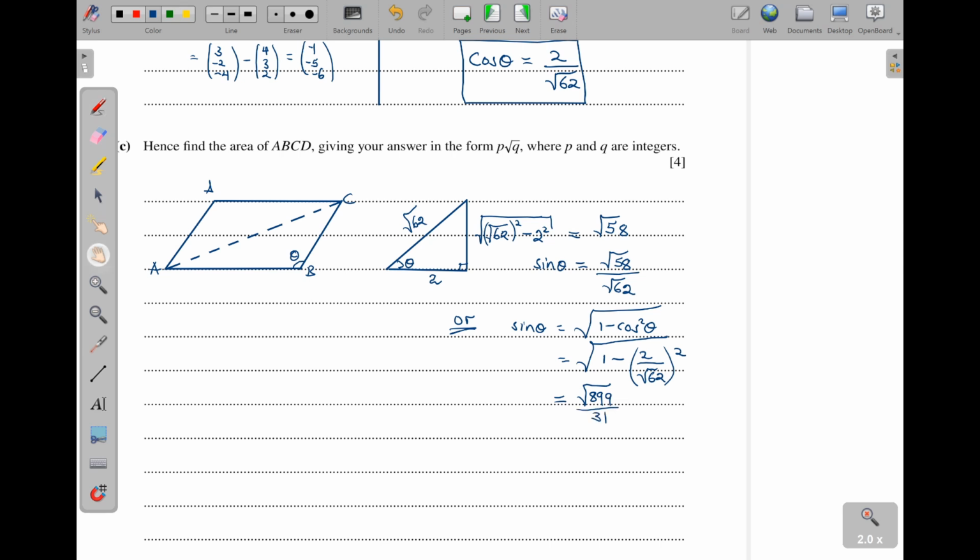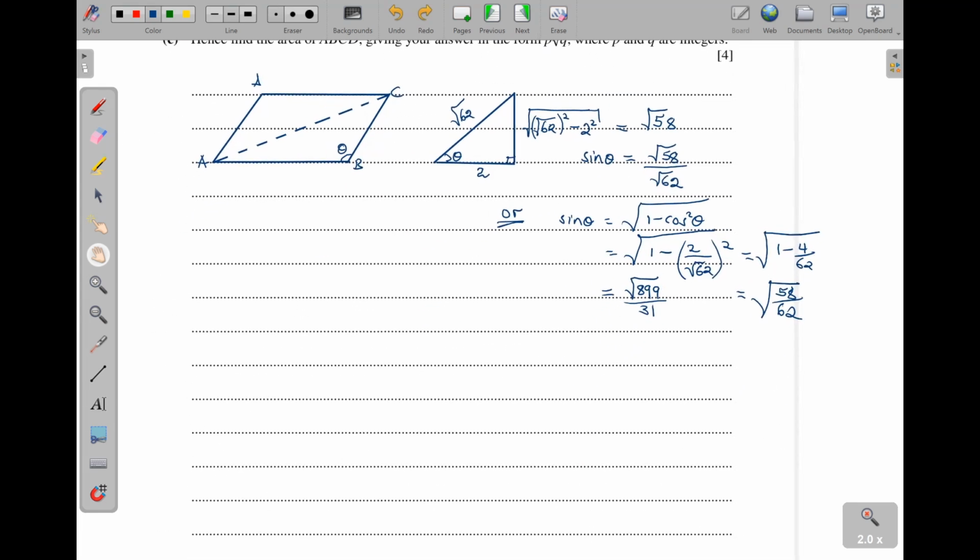But this is the same as simplifying it manually. I will have the square root of 1 minus 4 over 62. Multiplying through, you get 62 minus 4, which is 58. So I have the square root of 58 over 62, which is the same thing we have up there. You see? Now let's continue with our calculation.